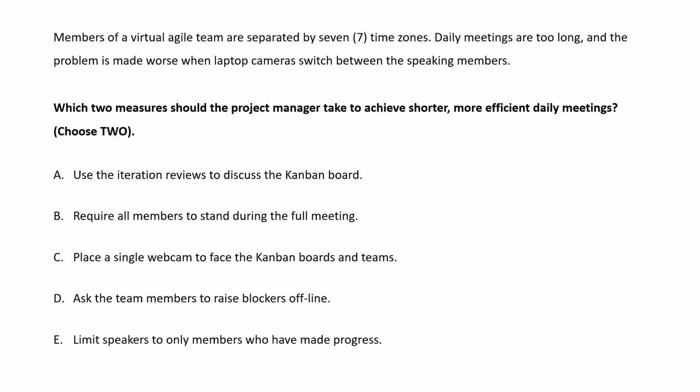Members of a virtual agile team are separated by 7 time zones. Daily meetings are too long and the problem is made worse when laptop cameras switch between the speaking members. Which 2 measures should you as a project manager take to achieve shorter, more efficient daily meetings? Choose 2.